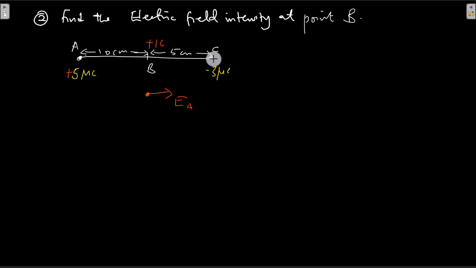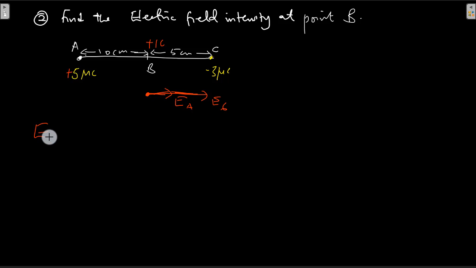Then the electric field intensity due to the charge at C, as you can see, this is positive, negative, so it's going to be attraction. So the electric field intensity due to the charge at C will also be in that direction. So the resultant will probably be in that direction because all the vectors are pointing to that direction.